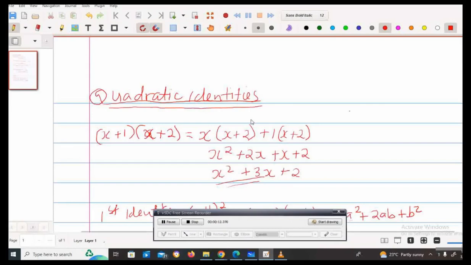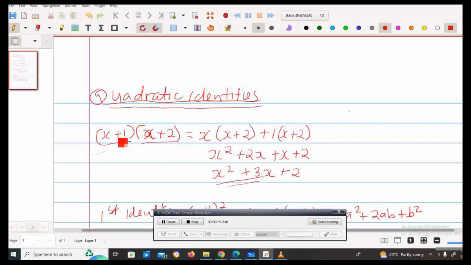Welcome to this session. I would like us to discuss a few issues about quadratic identities. But first, can we understand what a quadratic expression is before we understand the quadratic identities? A quadratic expression results when you expand something like this: x plus 1 into x plus 2.